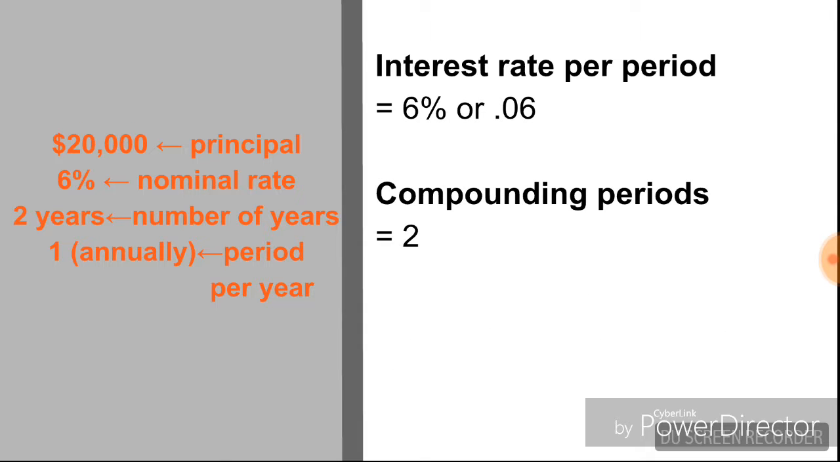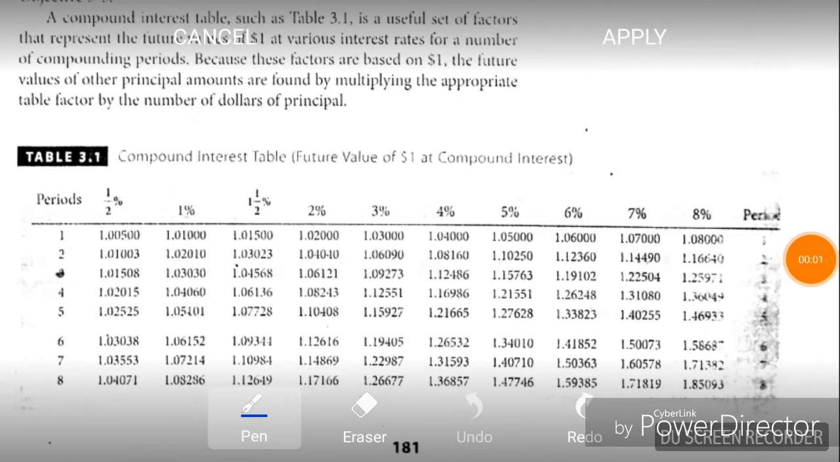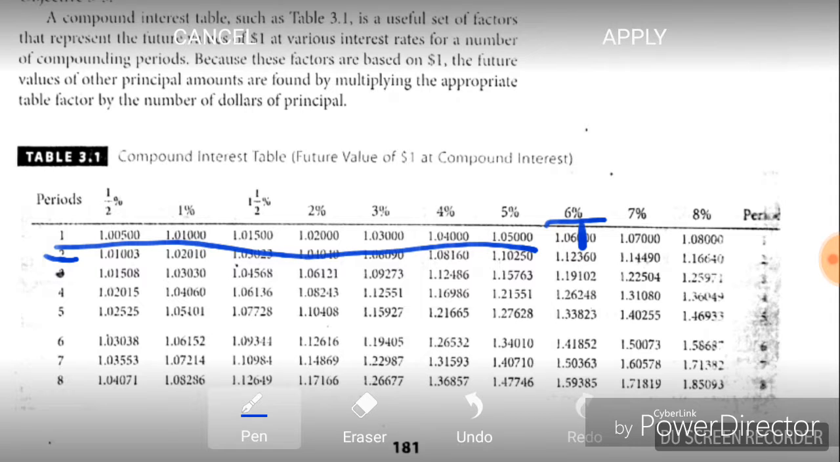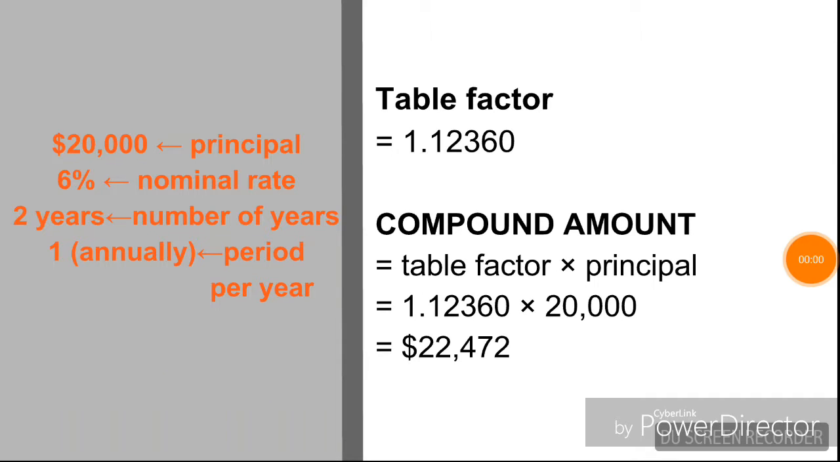We will be needing these two values we obtained to get the table factor. Proceed to look at the compound interest table. Earlier, we computed for the number of compounding periods, which is 2. And we also computed for the interest rate per period, which is 6%. In order to get the table factor, we get the value where these two intersect. We now get 1 and 1,236 10,000s as the table factor.